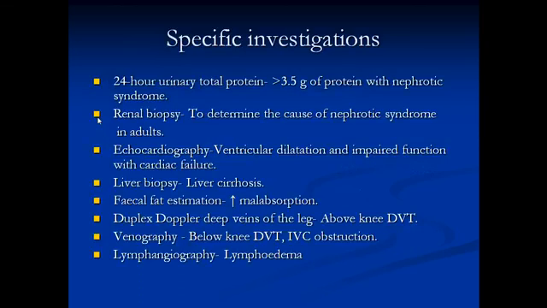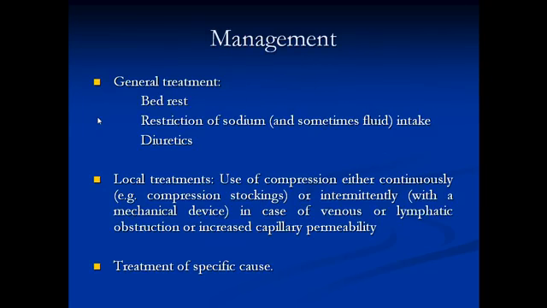Some specific investigations: 24-hour urinary total protein, if more than 3.5 gram, it is in the nephrotic syndrome range, and after that we can perform renal biopsy; echocardiography if there is cardiac failure; liver biopsy in liver cirrhosis; and fecal fat estimation in case of malabsorption. Management: general treatment, bed rest, restriction of sodium, diuresis, local treatment, and treatment of the specific cause.